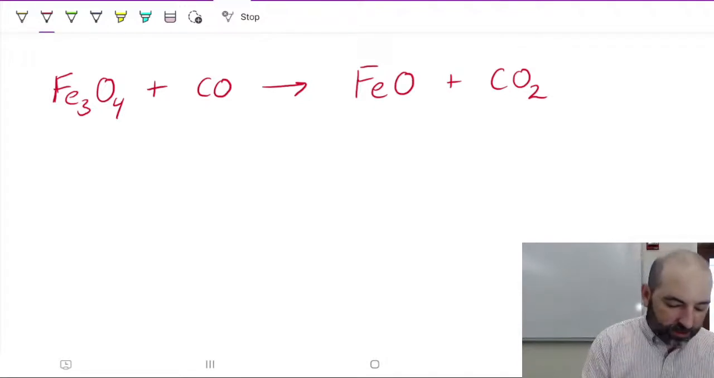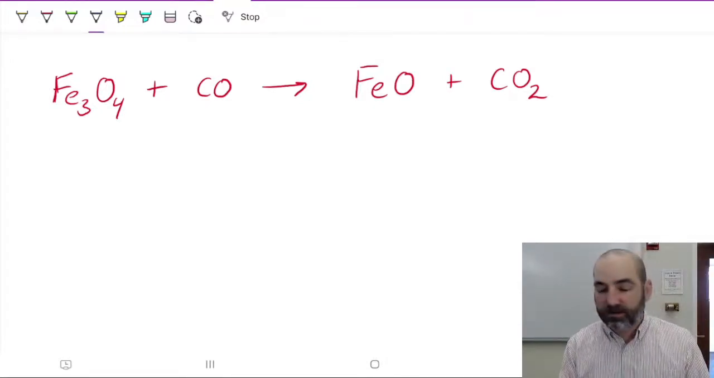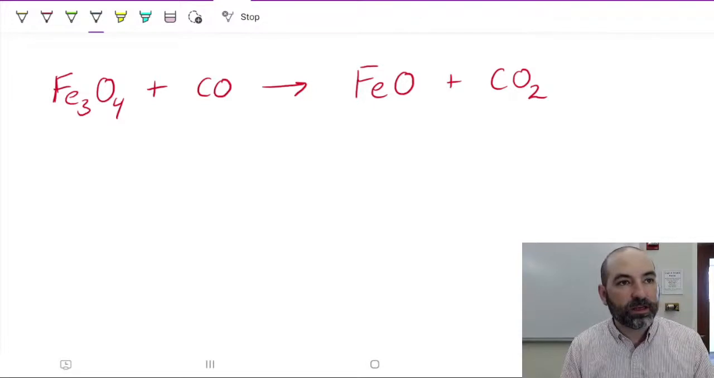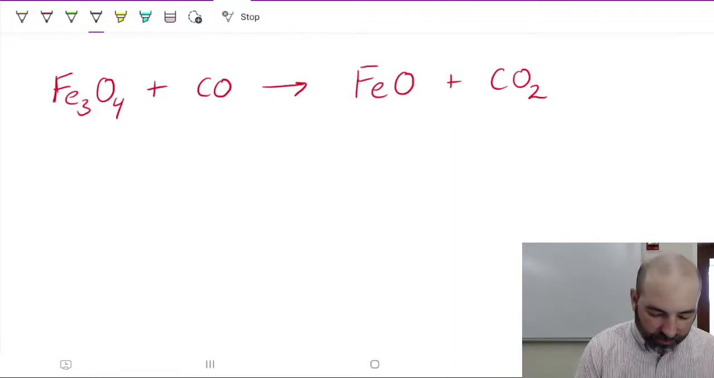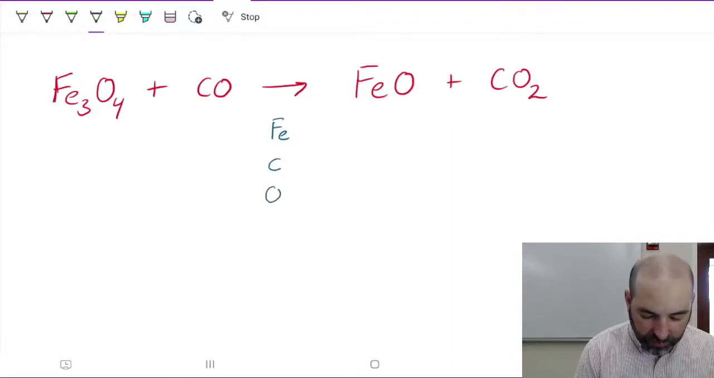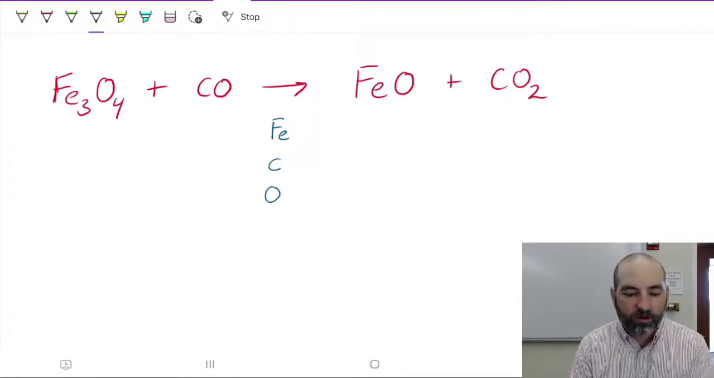So first thing you want to do is take an inventory. So account for all the atoms. How many of each atom are there on each side? And we're going to use the arrow as our separation here. So we've got 3 different types of atoms. We've got Fe, which is iron. We've got C, which is carbon. And we've got O, which is oxygen.